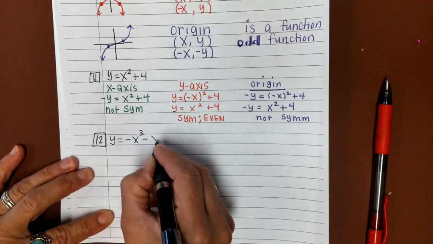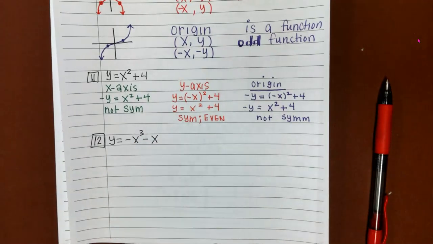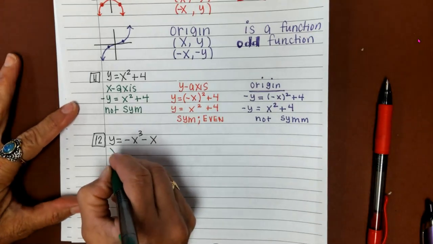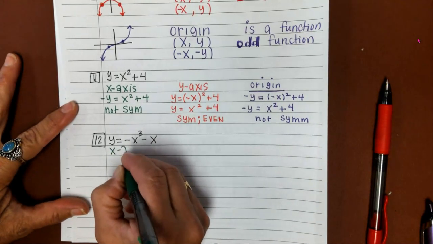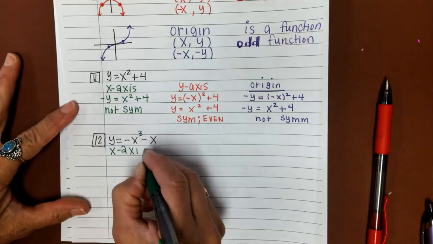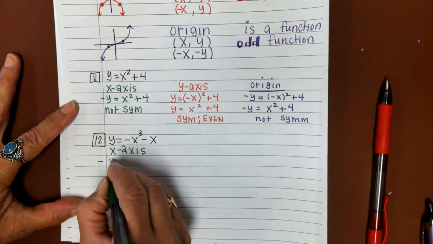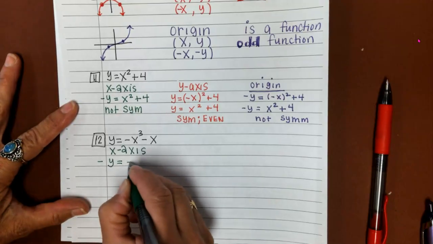Okay. So I'm going to try the x-axis first. Now remember, when I try the x-axis, I change the y. The y was positive. I'm going to make it negative, and that is the only thing that changes.